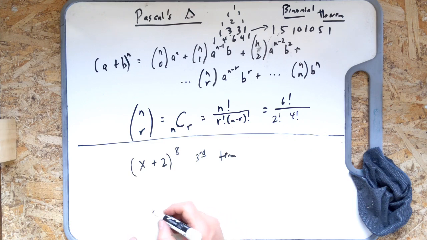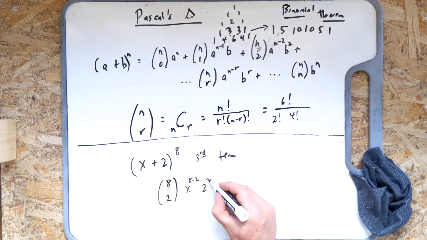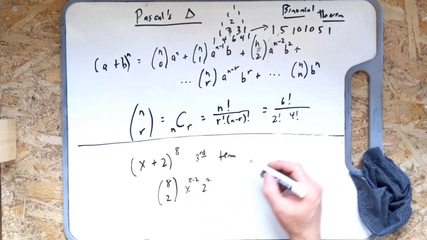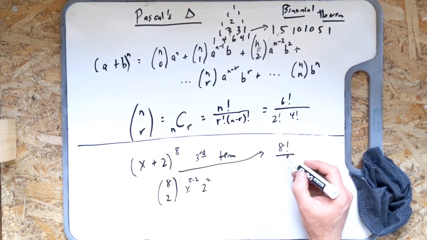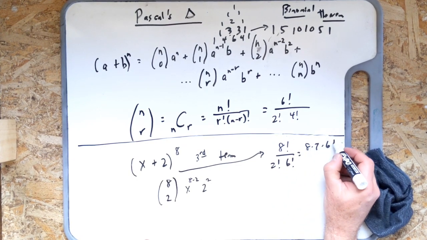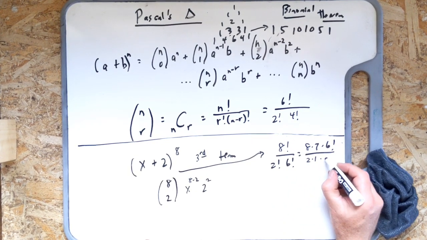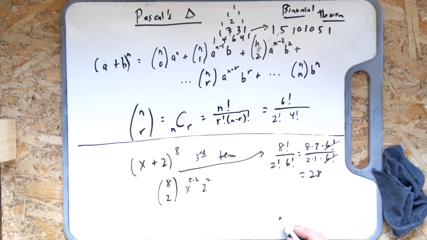Okay, if you're back, the 3rd term will be 8, 3 means r is 2. Then you get x to the 8 minus 2, or 6. And then 2 to the 2. Okay, the 8, 2 will give me 8 factorial. That's what I'm doing here. Sorry. 8 factorial over 2 factorial, 6 factorial, or 8 times 7 times 6 factorial, over 2 times 1 times 6 factorial. Those cancel. That's 56 over 2, which is 28.